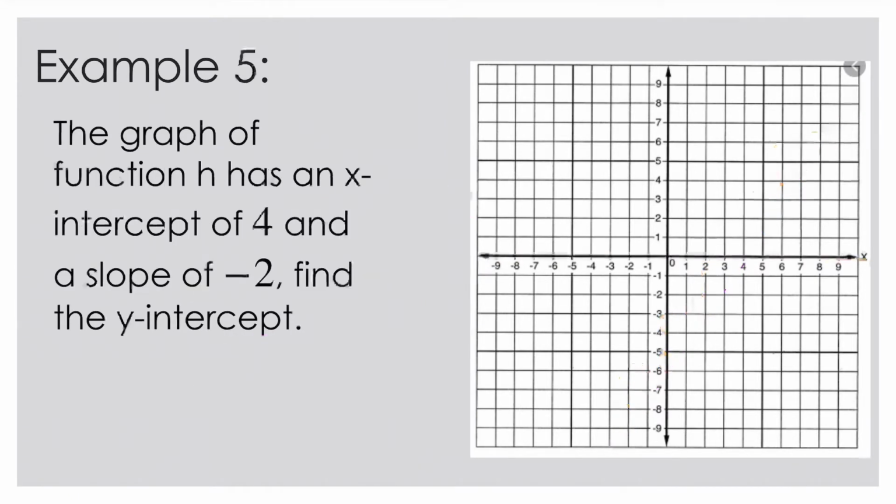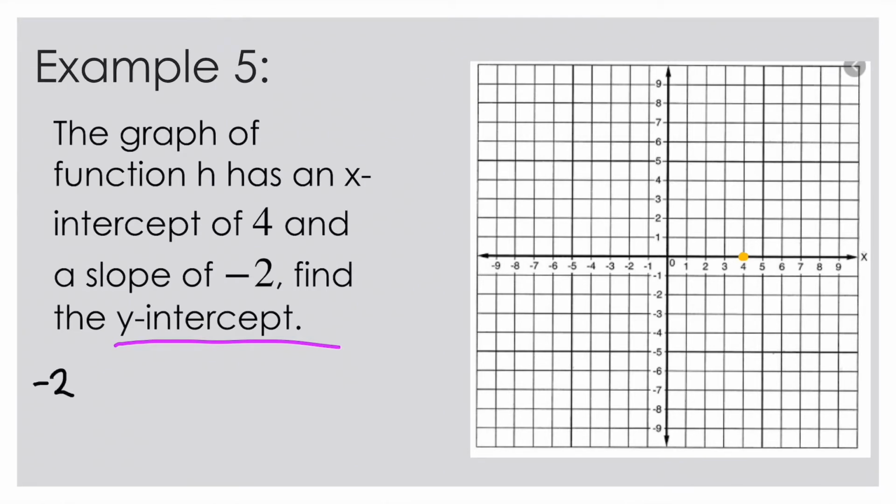Example 5, the graph of function h has an x-intercept of 4 and a slope of -2. Find the y-intercept. So this time it wants us to find the y-intercept, and it gives us the x-intercept. So the x-intercept is at 4, so that means I'm going to put a point at 4 on the x-axis. And our slope is -2.